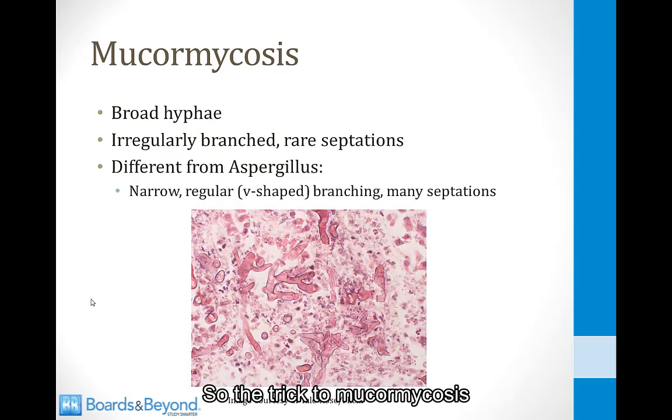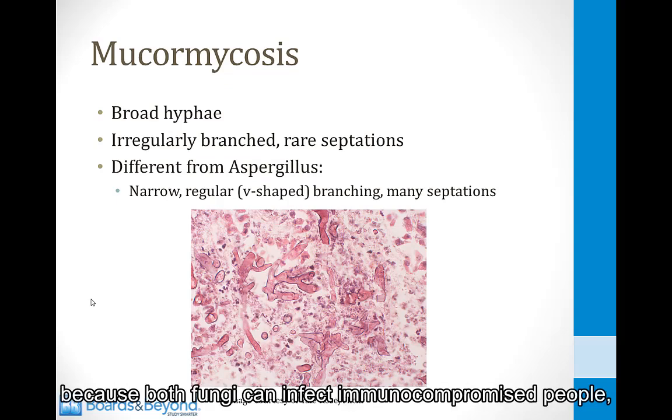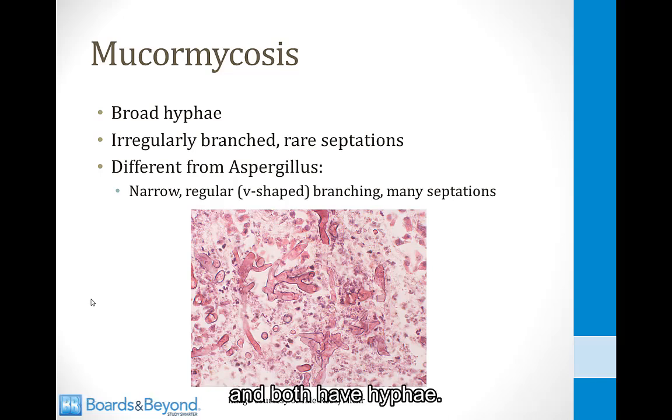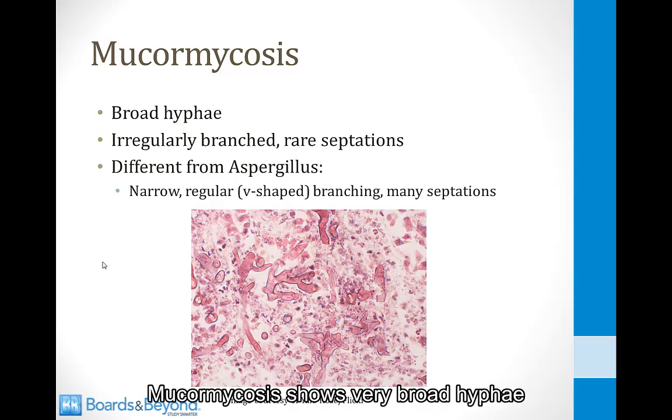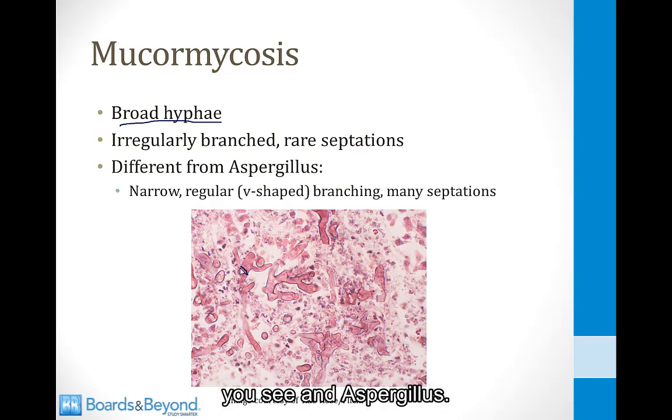So the trick to mucormycosis is differentiating it from Aspergillus under the microscope, because both fungi can infect immunocompromised people and both have hyphae. There are a couple of important distinctions, though, to help you recognize mucormycosis. Mucormycosis shows very broad hyphae, so let's look at these hyphae. They're very wide, much different than the narrow hyphae you see in Aspergillus.